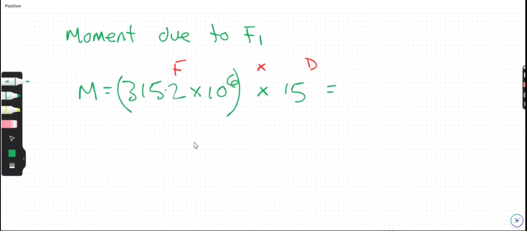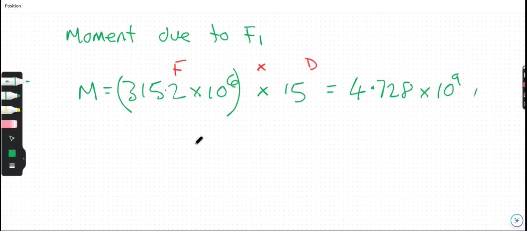Put that in your calculator, press the ENG button, because I don't want to write all these noughts out, and you should get something like this: 4.728 times 10 to the 9. You should get 4,728 and loads of noughts. Press the ENG button on your calculator. Quite a lot, quite big force and big distance. That's how much moment is trying to push over.